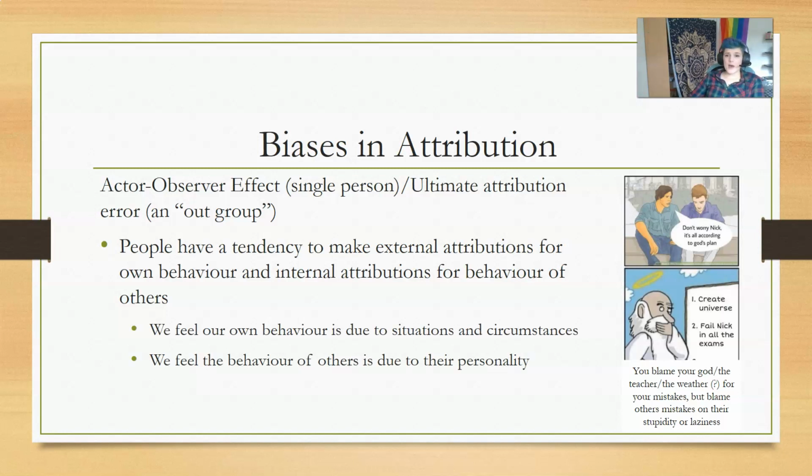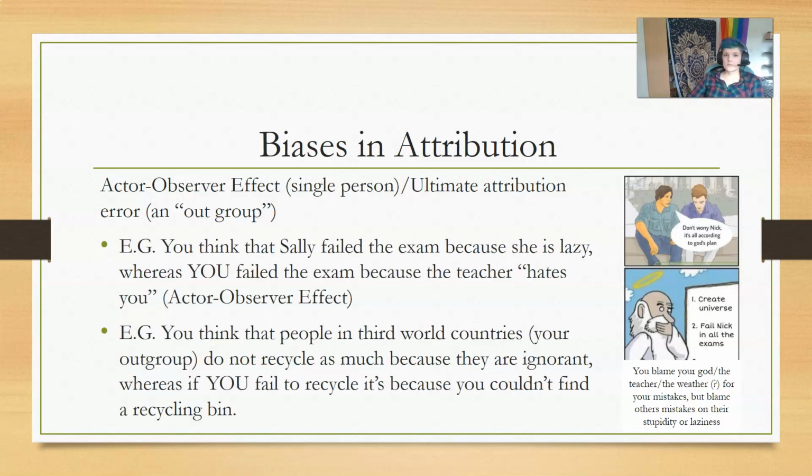So perhaps I failed a test because the test was really difficult and didn't actually cover the information we learnt in the module. However, my friend failed the test because they didn't study and they're not very clever. Do you see how there I excused my behaviour with situational factors, and I said that my friend failed because of internal factors? So, again, you think that Sally failed the exam because she's lazy, but you might think that you failed the exam because the teacher hates you. That would be the actor-observer effect.